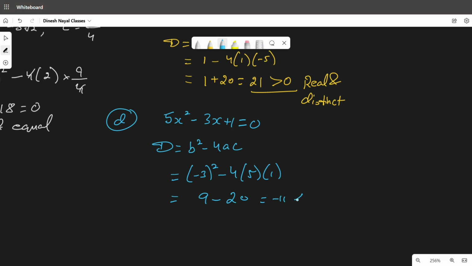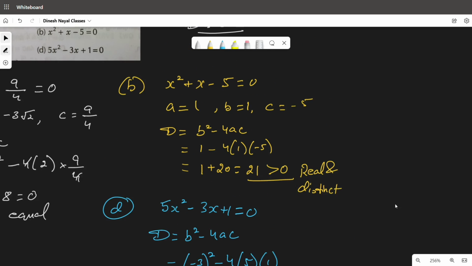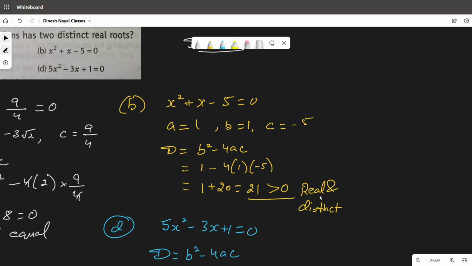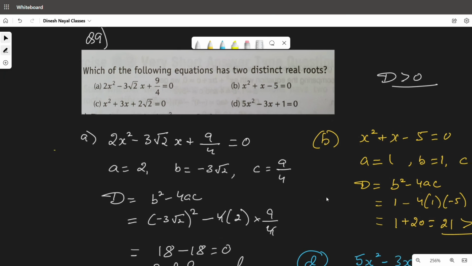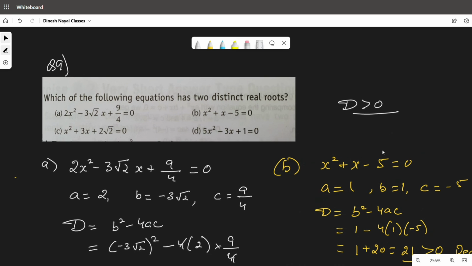Again, this is less than 0. The roots are not real. You can say imaginary roots, no real roots. So the answer is B, because in B we have real and distinct roots. So for question 9, the B part is the correct answer. B is the correct answer.